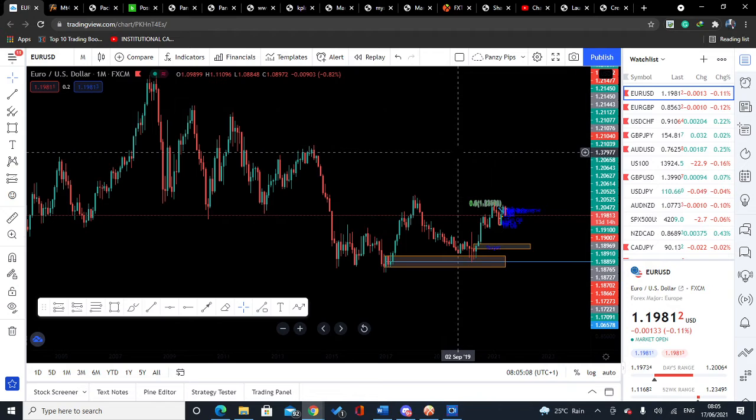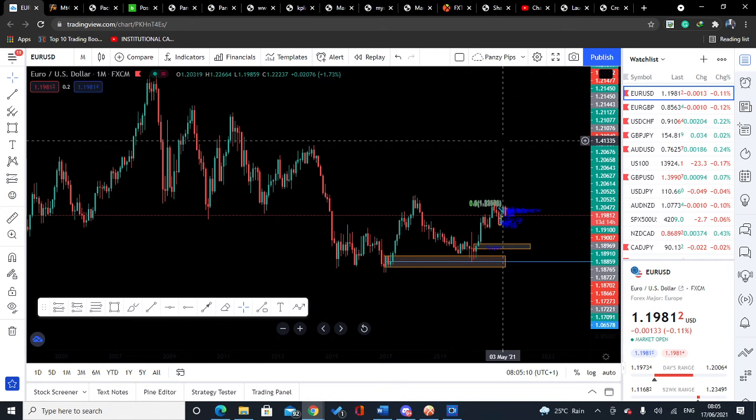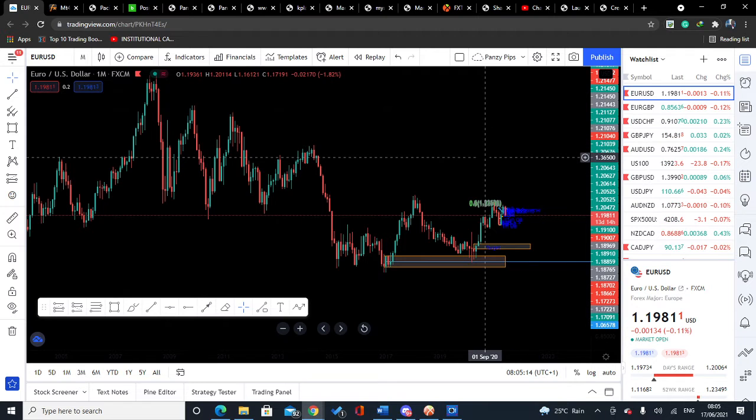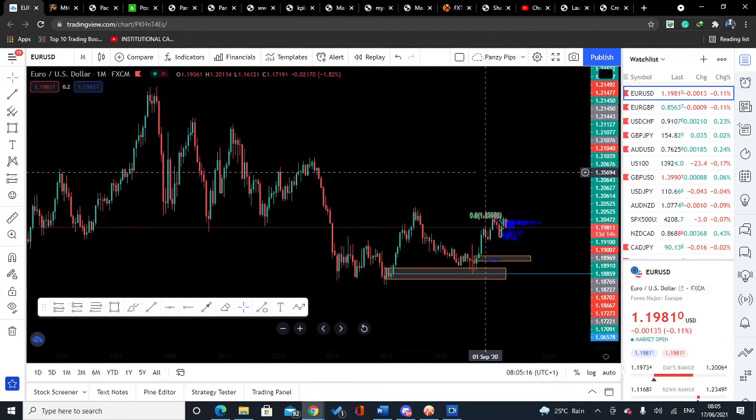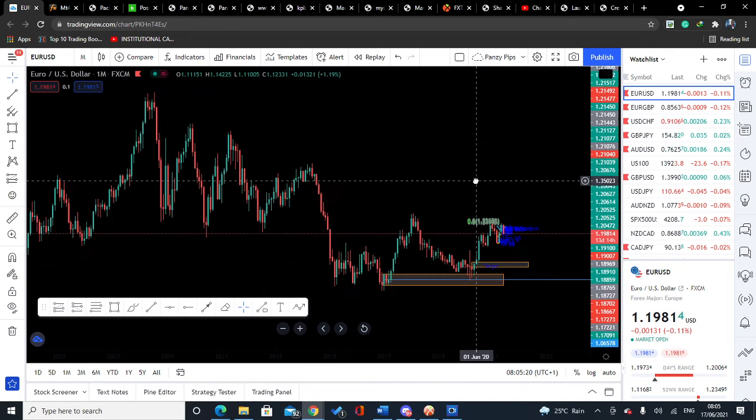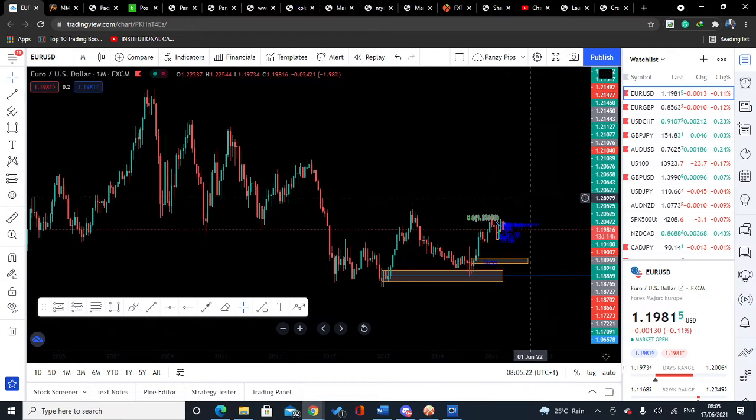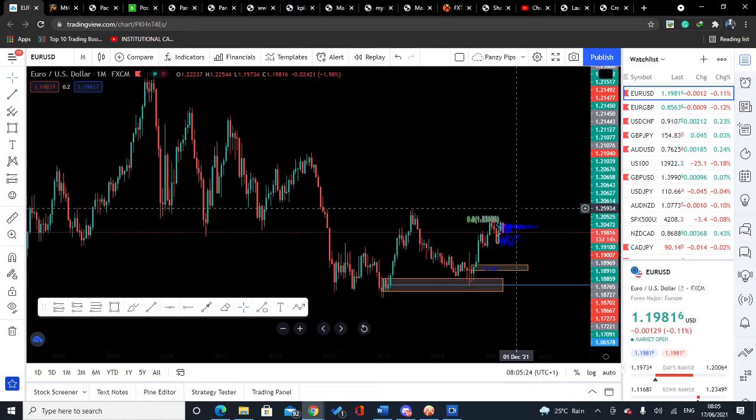This morning I would like us to look very quickly at the Euro-US dollar. I had to step out quite early, so I'm out in traffic, so there'll be some noise in the background, so please bear with me. But I just wanted to share this very quick one on the Euro-US dollar.